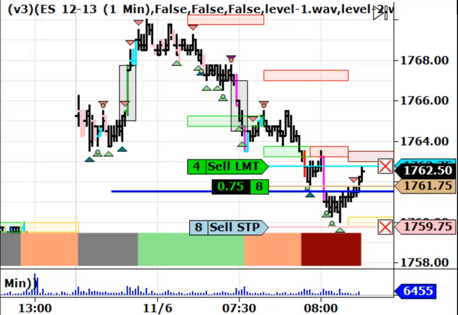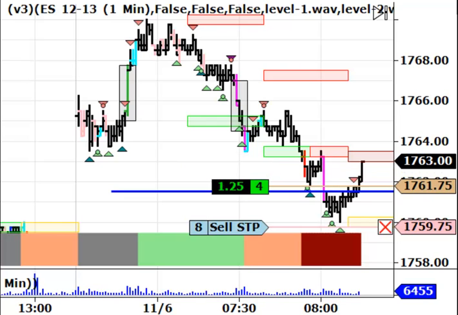But as I was saying before I paused the video, this blue line here that I put on manually at 1761.50 was a likely area of support. That's the top of the consolidation area that had formed from Wednesday through Friday of last week and Monday and Tuesday of this week. So that was an expected area of support. So okay, we just got filled on that, so that's good to see.